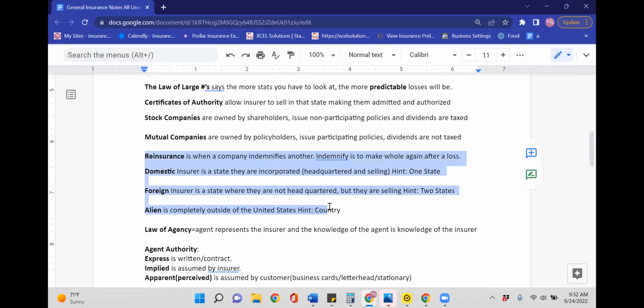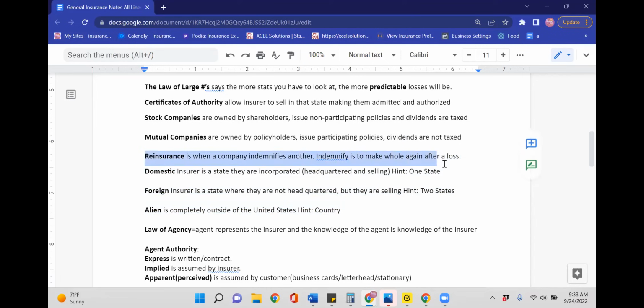Now with insurance companies, when insurance companies get set up, we need to know their location of domicile. And domicile just basically means where are they at home? Oh, I missed reinsurance, didn't I? We had to talk about indemnity first. I felt like something was weird.